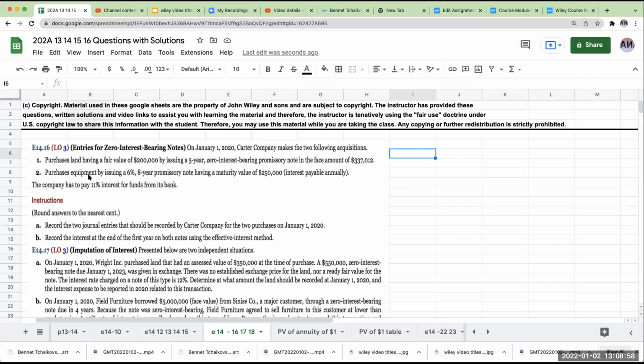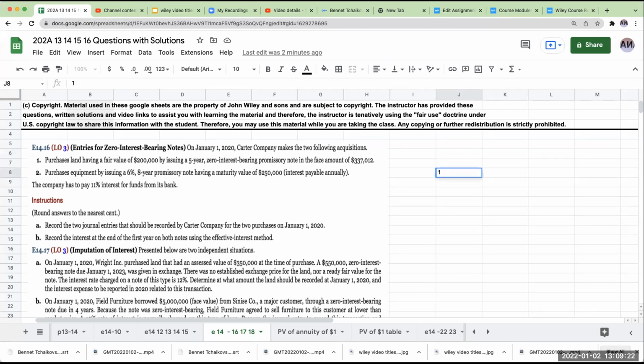Okay, let's go ahead and do transaction 1. We'll do that from start to completion, and then we'll look at part 2. So if I purchase land having a fair value of $200,000 by issuing a 5-year zero interest bearing promissory note in the face amount of $337,012, what exactly do I need to do?